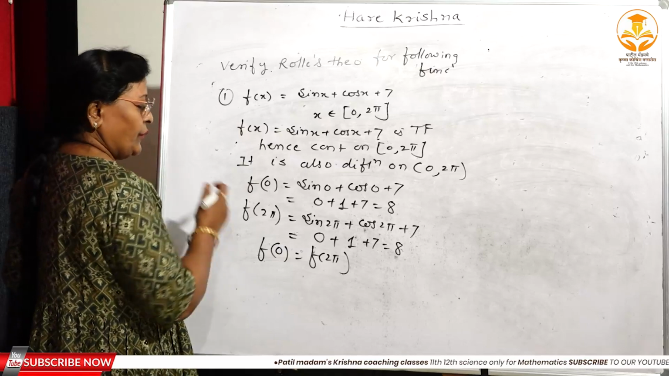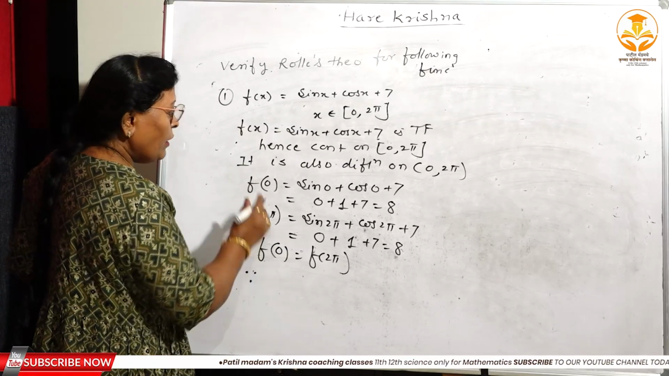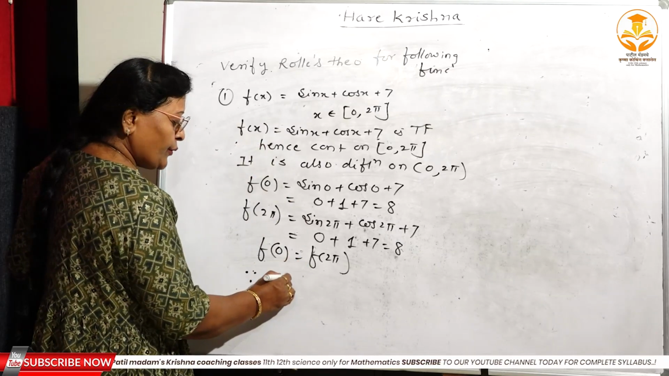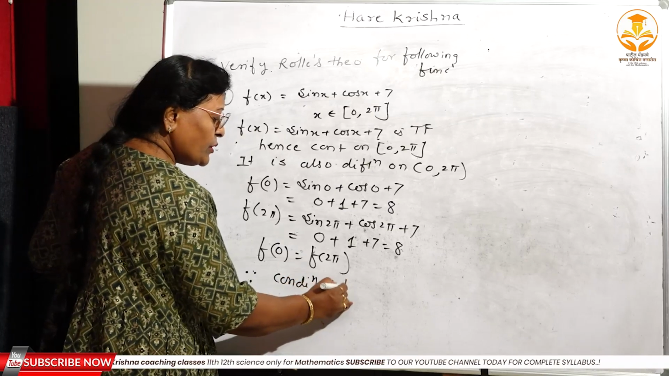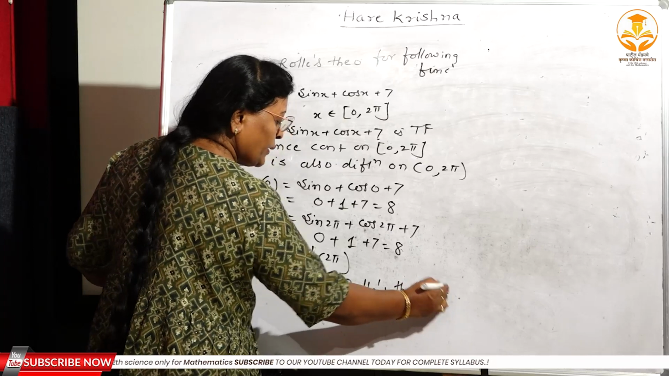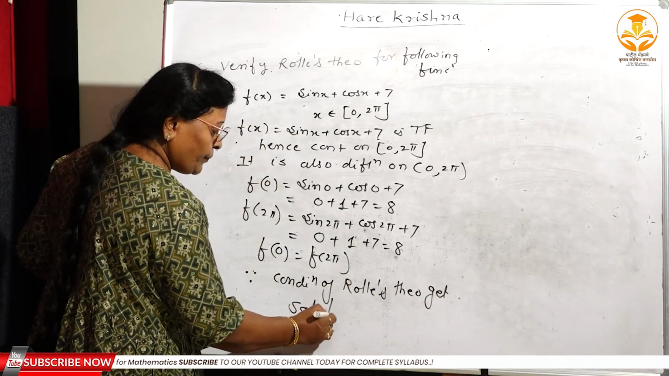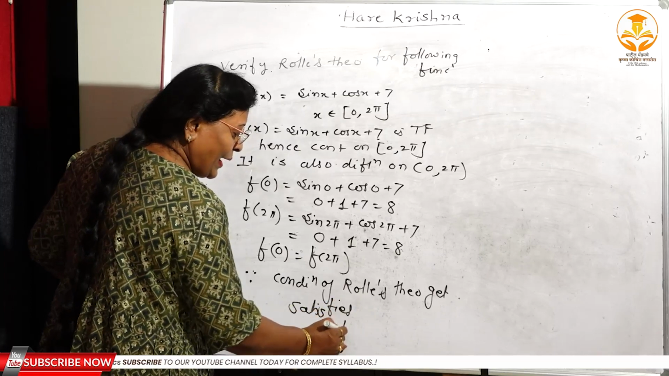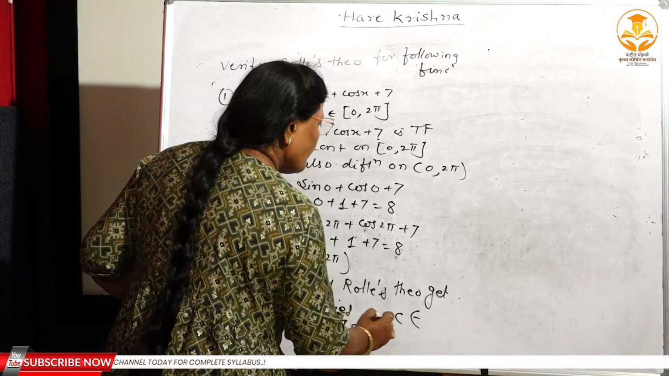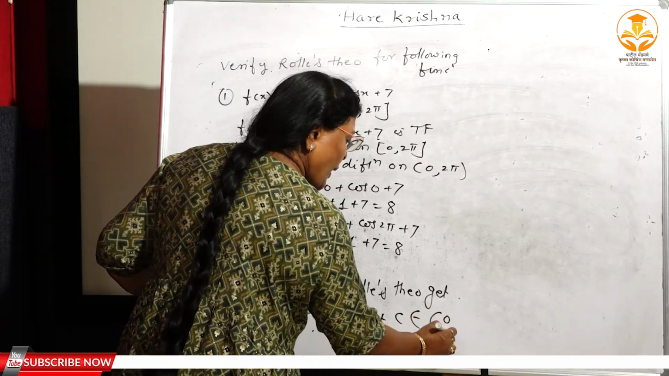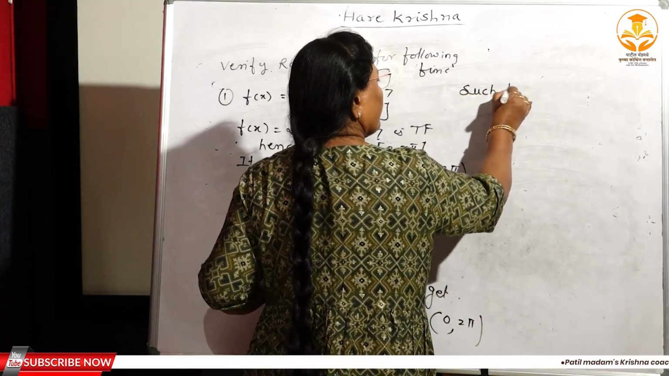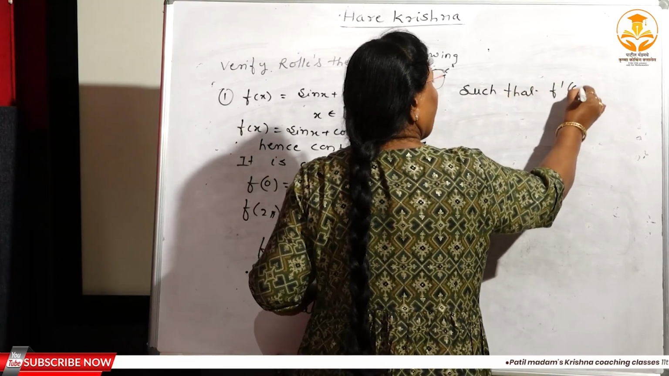Isn't it? Therefore, since it is continuous, it is differentiable, and f of 0 is equal to f of 2 pi, the conditions of Rolle's theorem get satisfied. Therefore, there exists a point c that belongs to 0 to 2 pi, such that f dash c is equal to 0.